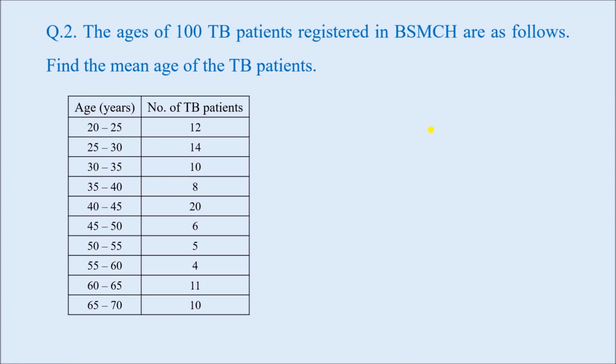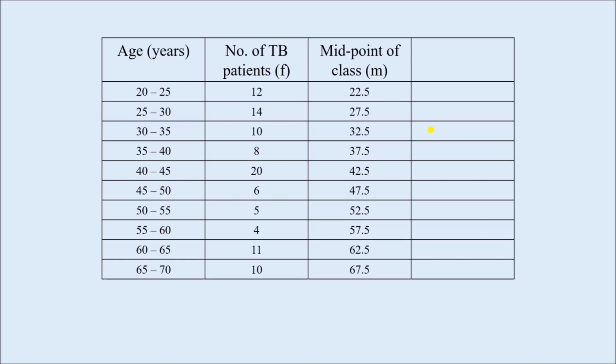So how are we going to calculate the mean age of TB patients? Same thing, we shall add the first column where we have to find out the midpoint of the class. So the first one is 20 to 25, the midpoint will be 22.5. 25 to 30, midpoint will be 27.5. So like this, we shall have the midpoint of individual classes.